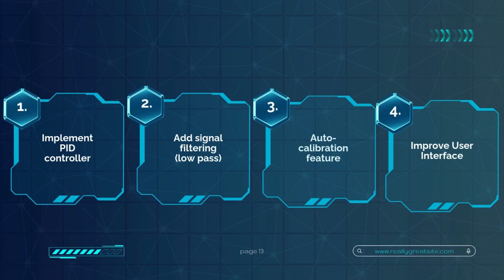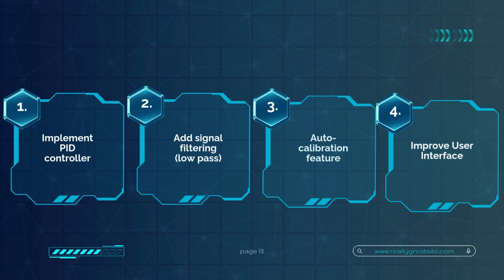Second, add signal filtering. The encoder provides real-time feedback on the disc position, but sometimes the signal can be noisy due to electrical interference or vibration. This can confuse the controller and make the system behave less smoothly. A low-pass filter can be added in the software to smooth out the encoder signal. This filter allows slow, meaningful changes in position to pass through while ignoring fast, unwanted noise. As a result, the system will be able to respond more accurately and consistently to actual movements.